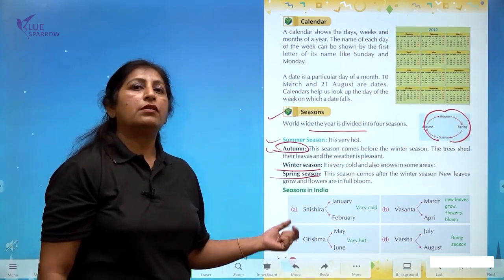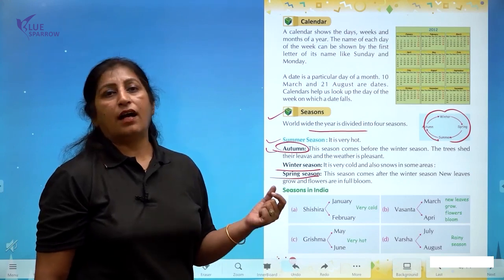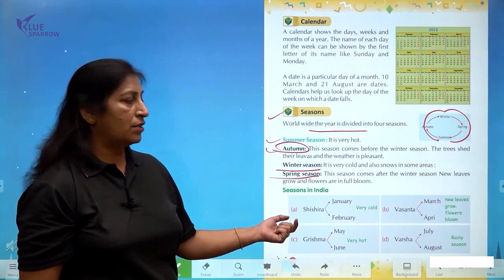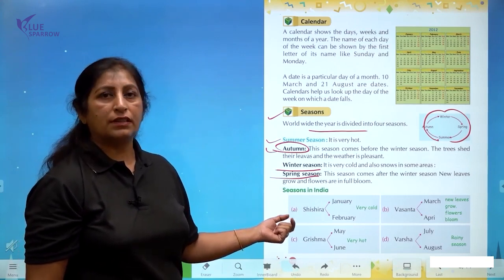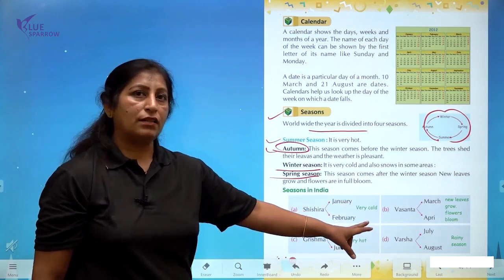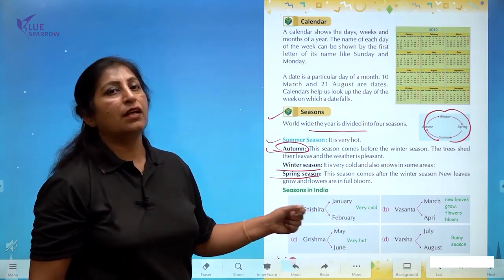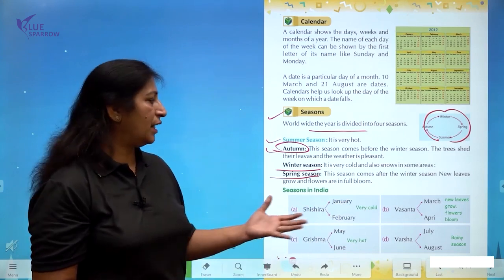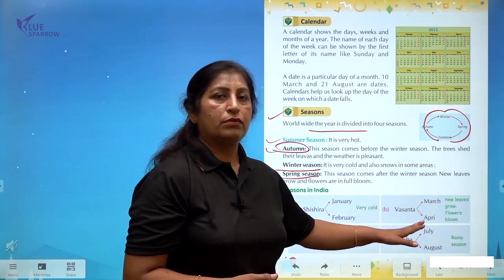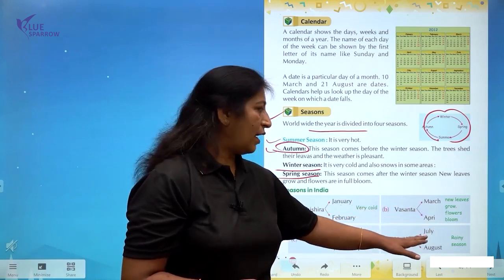Now we talk about seasons in India. Seasons in India are divided into 6 categories. First one is Shishira, called Shishir season or Shishir Ritu. It is a very cold season and comes in the months of January and February. Second one is Vasanta Ritu, Vasanta season. It comes in the months of March and April.